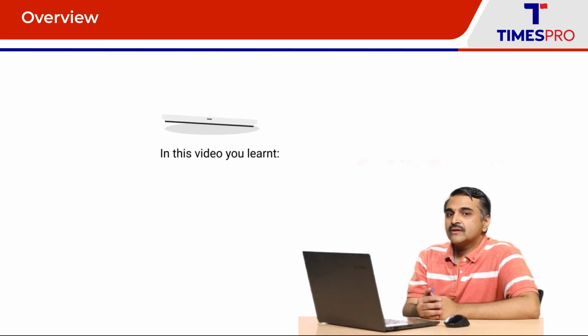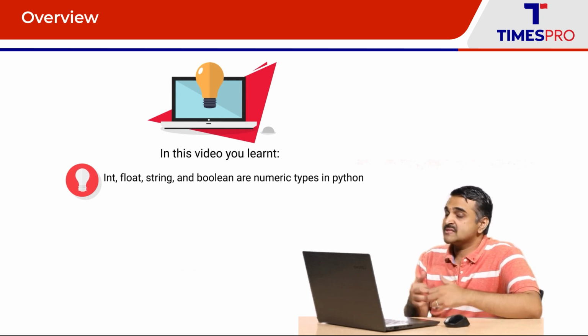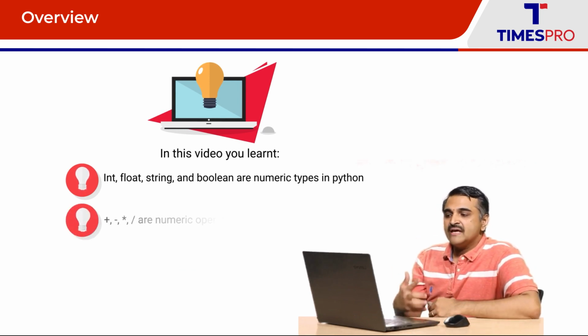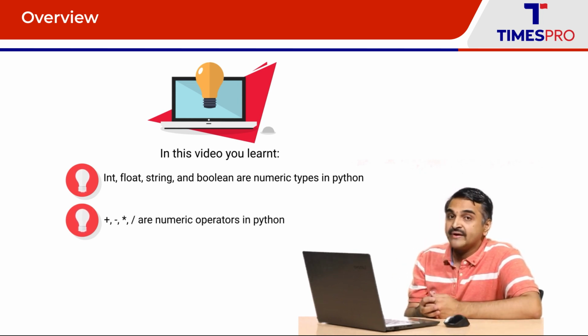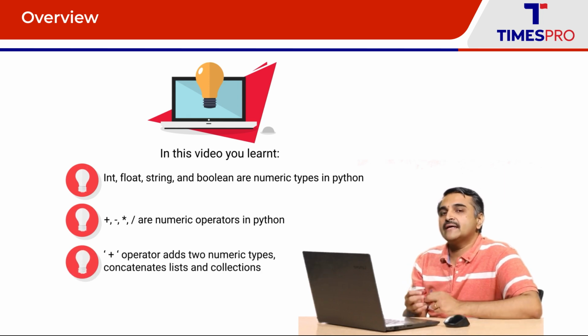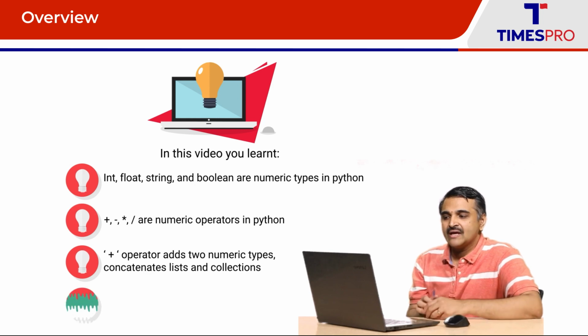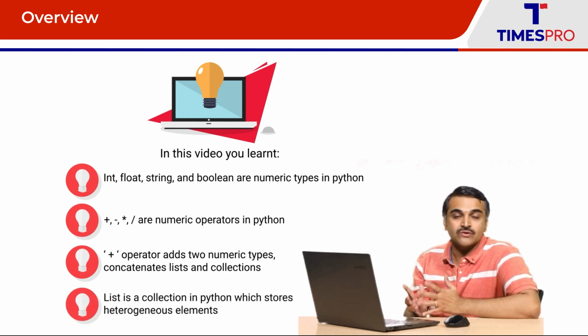In this video, you have learned int and float are numeric types, along with Boolean and strings. Plus, minus, star, slash are some of the numerical operators. The plus operator adds numeric types and concatenates string types. List is a collection in Python which allows us to store heterogeneous elements.